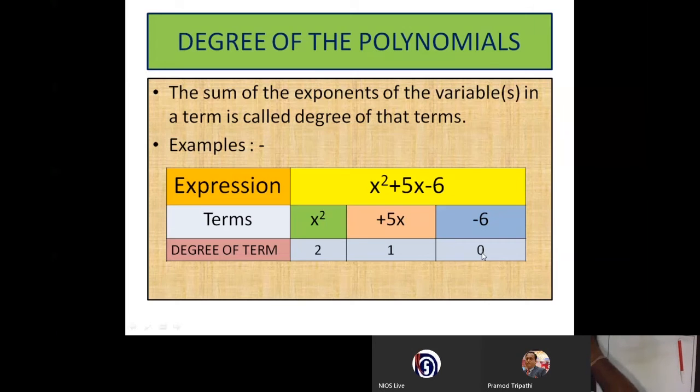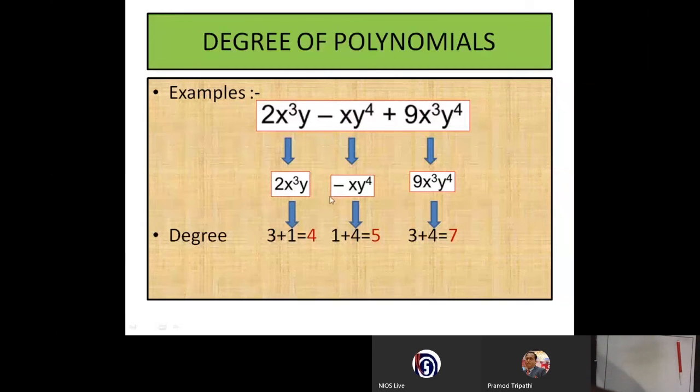Now we move to another example. It will make the problems of the degree more clear here. You can see here one polynomial: 2 into x cube into y minus x into y raised to the power 4 plus 9x cube into y raised to the power 4.